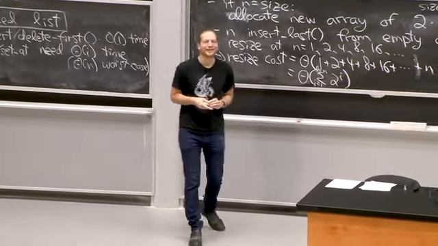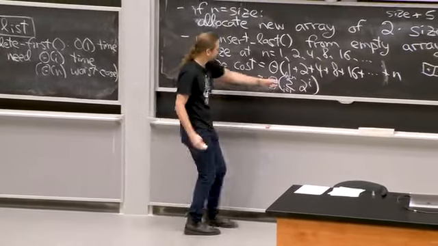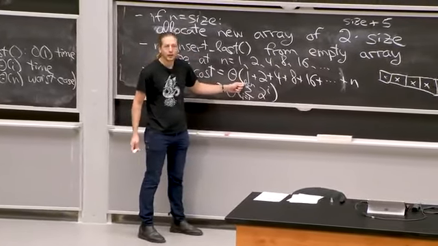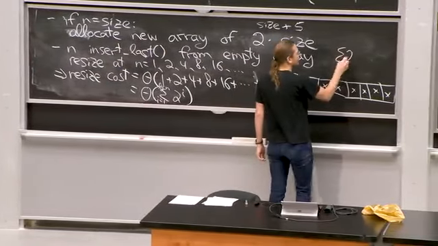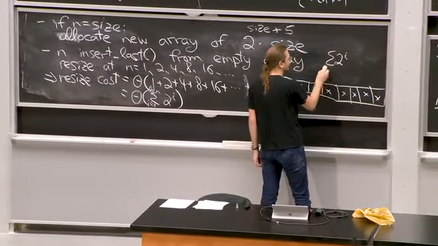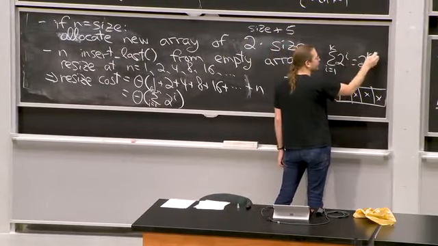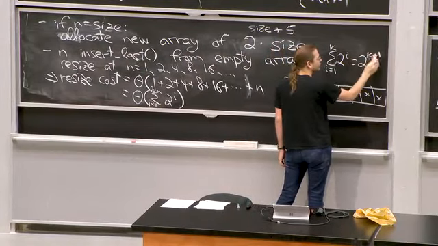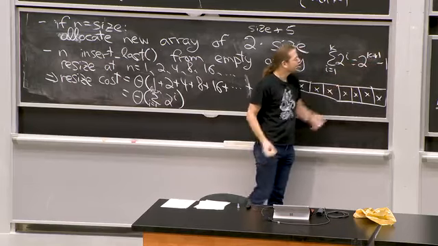Yeah? 2 to the top limit plus 1 minus 1. Yeah, so this is the identity: the sum of 2 to the I from I equals 1 to k is 2 to the k plus 1 minus 1. So the plus 1's upstairs, minus 1's downstairs.